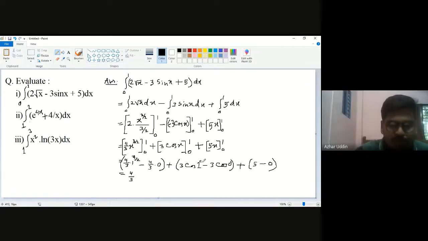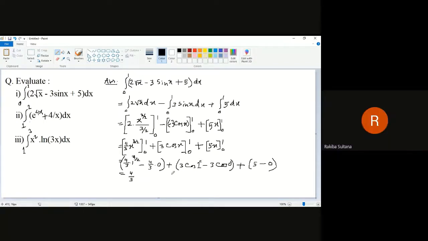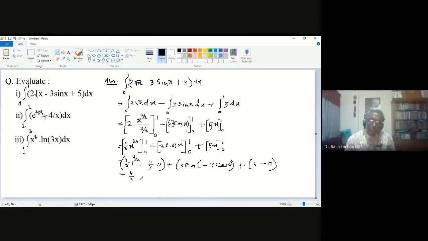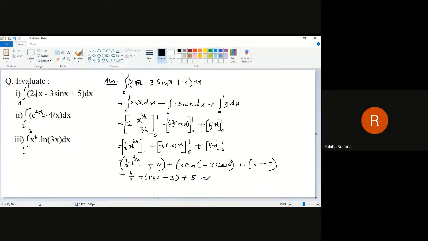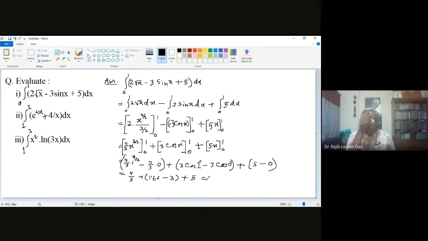Sir, 3 cos 1 full is 1.62. Only cos 1 is 0.54. Okay, let me write. 1.62 and then minus, then 3 into 1. So it is minus 3. And the last part is only 5. So finally the first answer is 2.99. 3 cos 1 equal to 2.99.